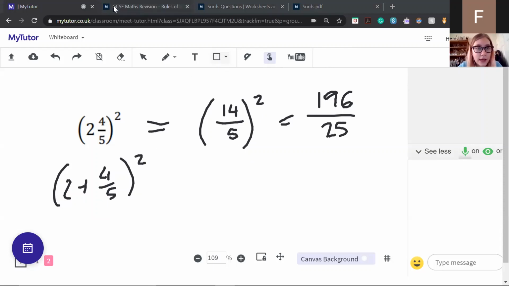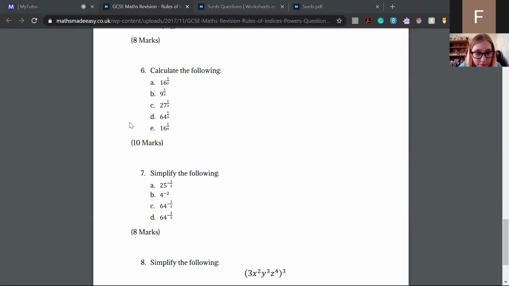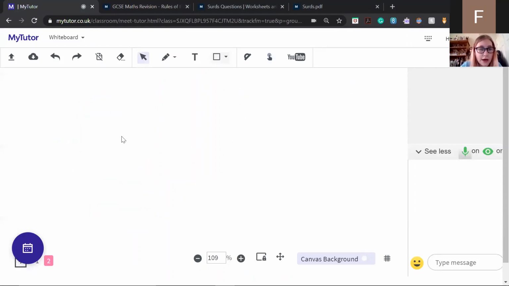Let's have a look at, yeah, let's do this one. 25 to the power of minus a half. So this is the first one that we've got, which I'd say is kind of the higher level question of powers. But there's a really neat trick. So what we're going to do is we're just going to split this up. So I'll show you what I mean.